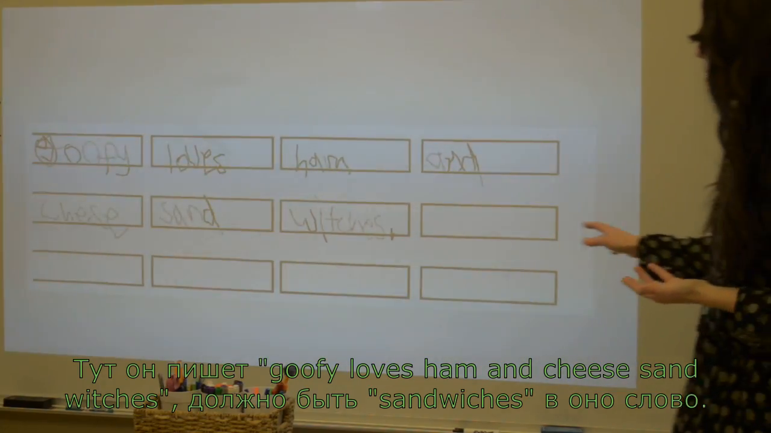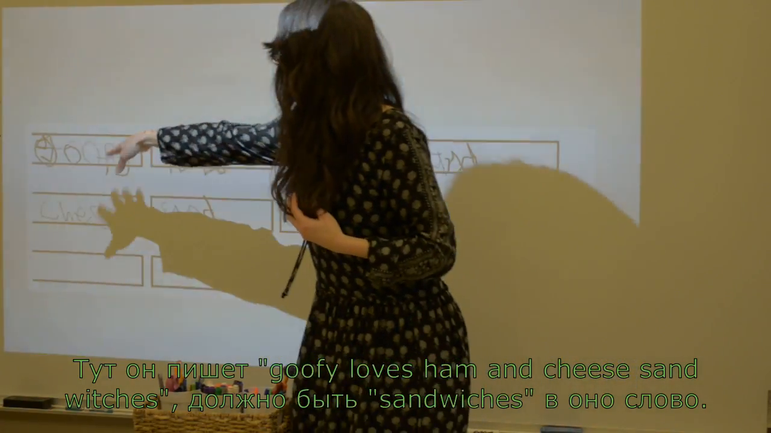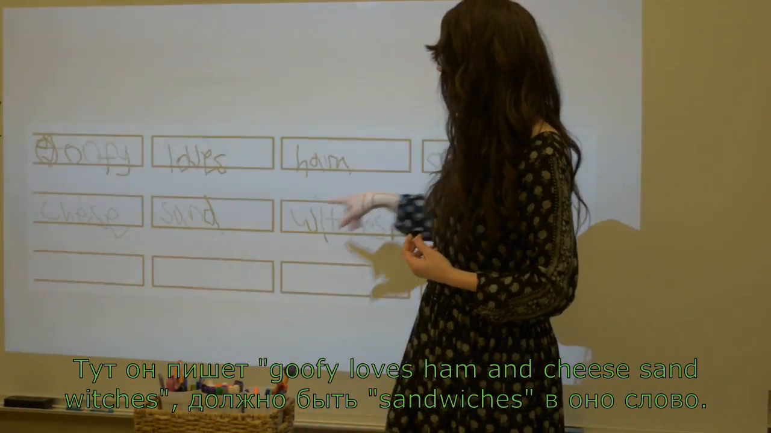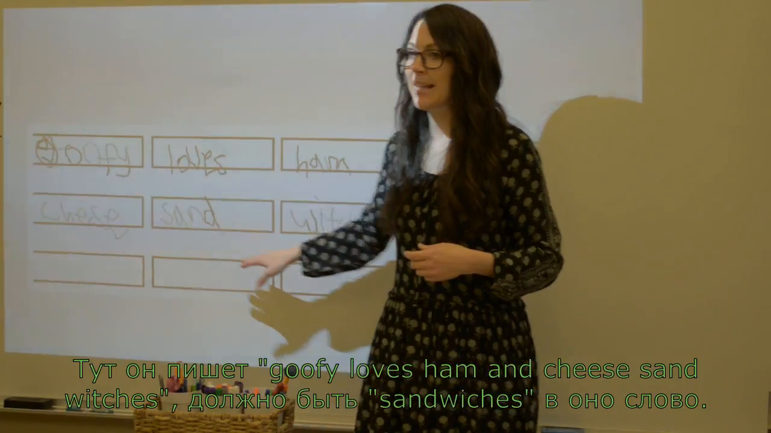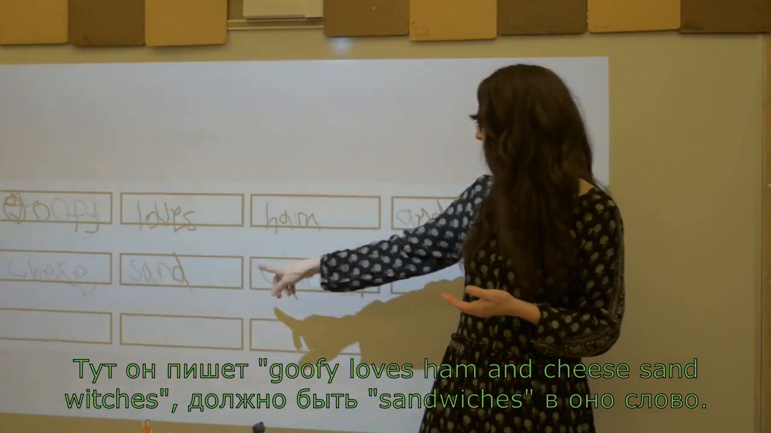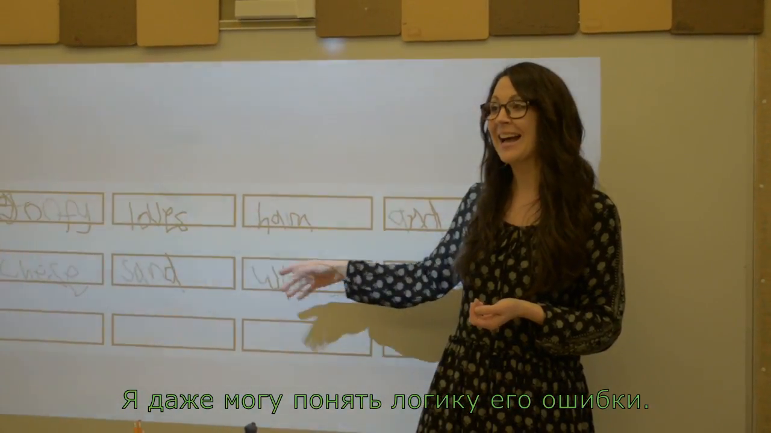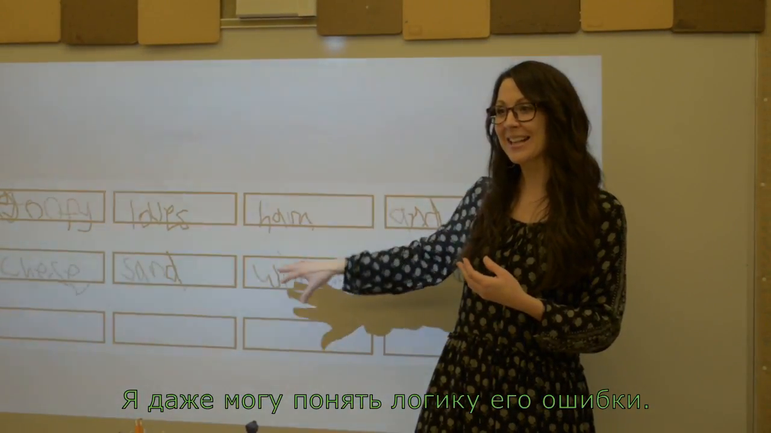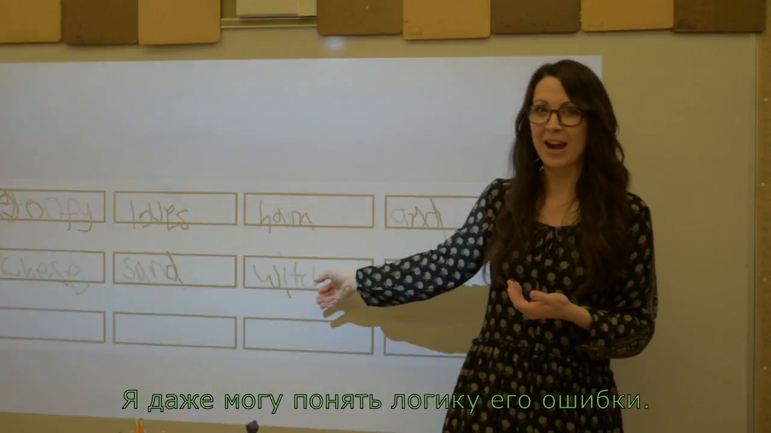And you can see when he wrote this, that's supposed to be Goofy, so that needs some help. Loves ham and cheese, and he wrote sandwiches, and it's supposed to be sandwich, one word, but he wrote sandwiches. So now I can kind of see, oh, so that I can see what he's actually thinking and where the error is.